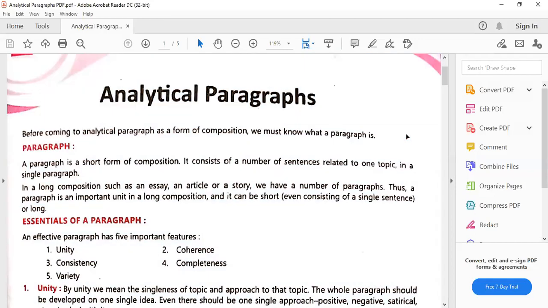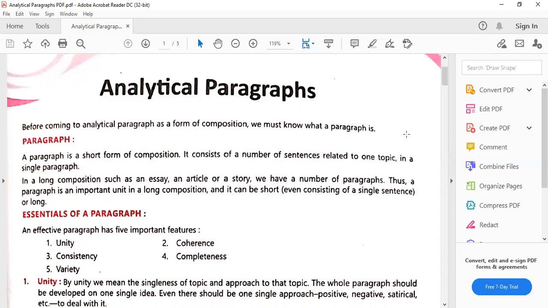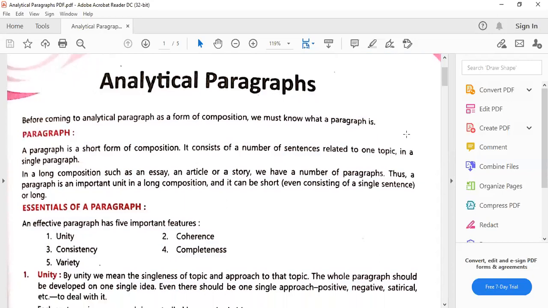Let's discuss. Before coming to the analytical paragraph as a form of composition, you must know what a paragraph is. You have already done in 9th class descriptive paragraphs and other things, and you know what is a paragraph, but even then we will discuss just as a reminder what is a paragraph.